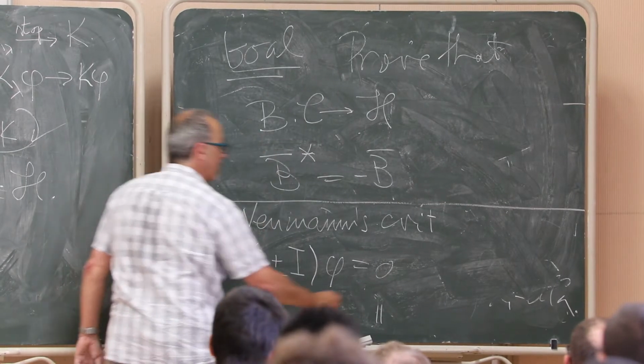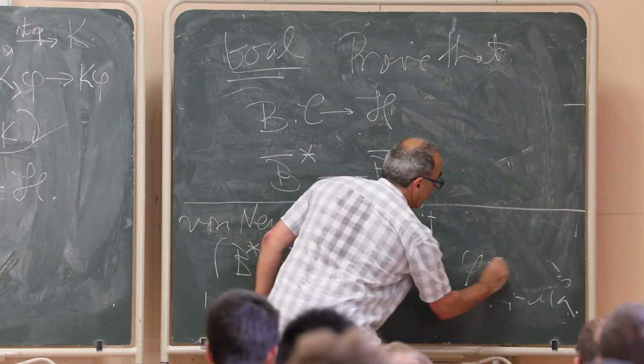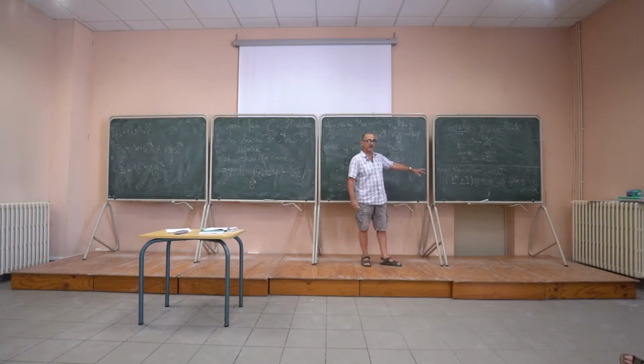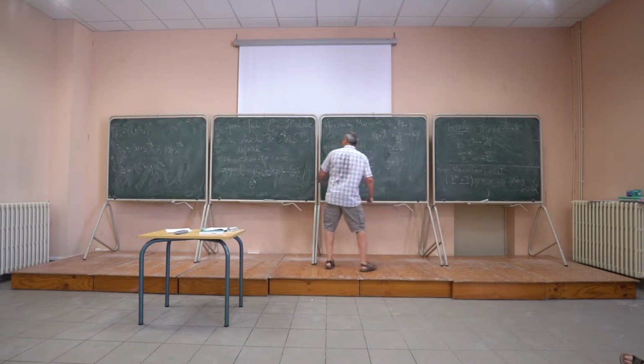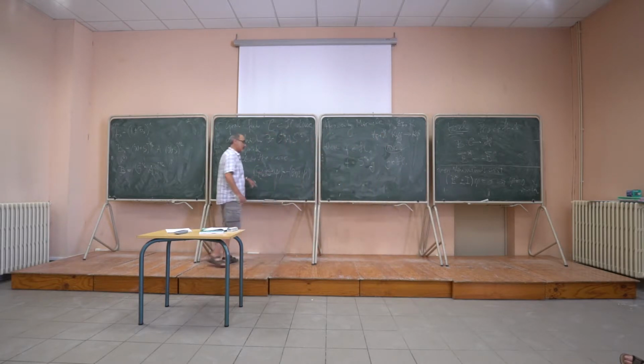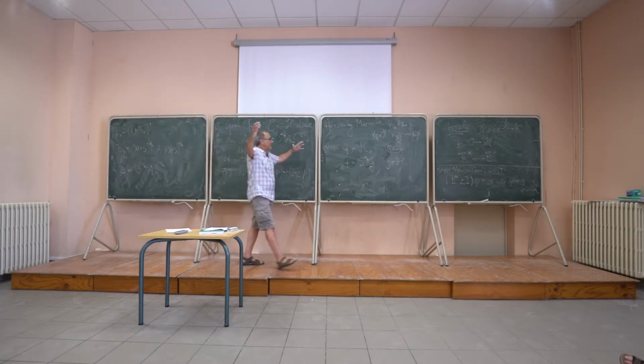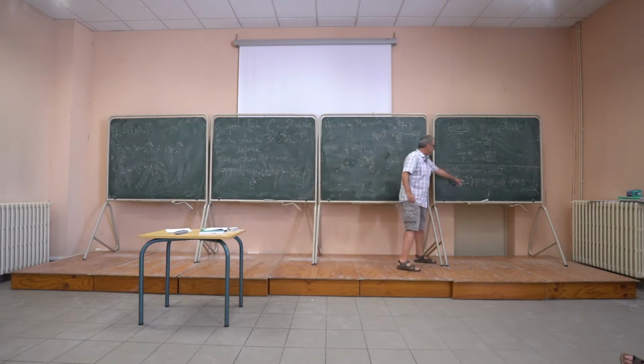Plus and minus implies phi equals 0. Separately, not the two together, either one implies phi equals 0. So mind, B star will be an extension of B. B star will be an extension of minus B, so it will be bigger. So it's not enough to prove it for phi's taken from the domain on which you define B. That's the difficulty.